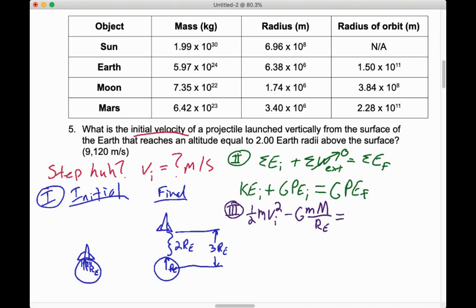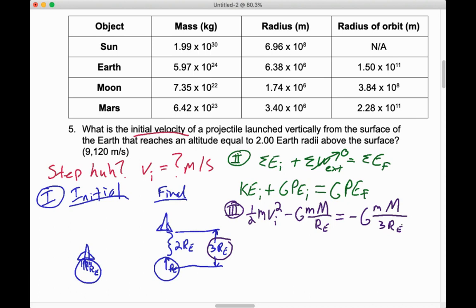On the other side, we have GPE final. So what's this going to be? This is going to be minus big G, little m, big M, divided by the final distance. So what's the final distance? Well, look at your sketch. That's this number right here: 3 times the radius of the Earth. So look at the pictures, look at the algebra, convince yourself that that's making sense.